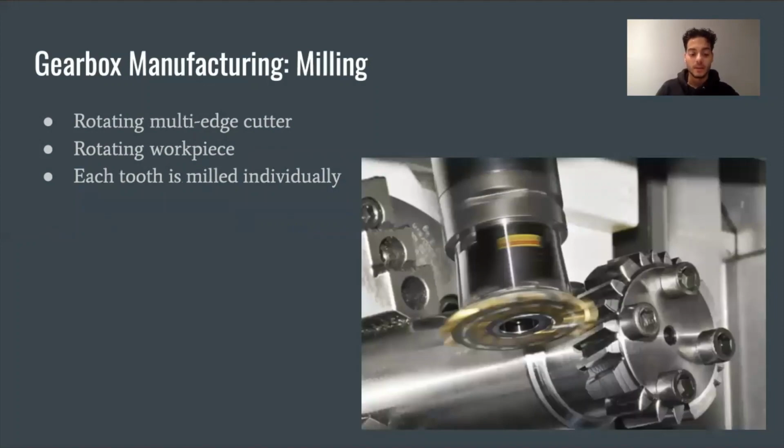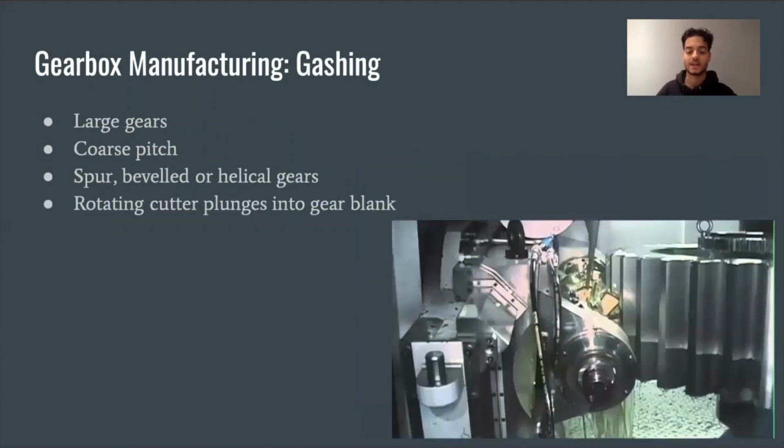Milling. Milling is a machining process that uses the relative motion between a rotating multi-edge cutter and a workpiece to generate the gear shape. The cutter usually mills each gear tooth space individually. And lastly is gashing. Gashing is generally used to produce large, coarse-pitched spur, bevel, or helical gears, either internal or external. A rotating cutter plunges into the gear blank for rapid metal removal.